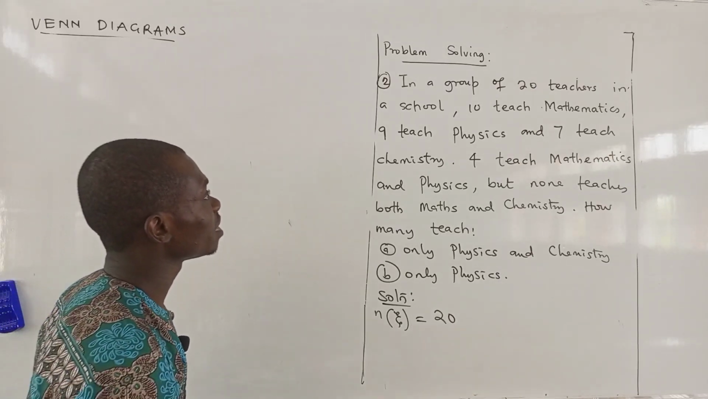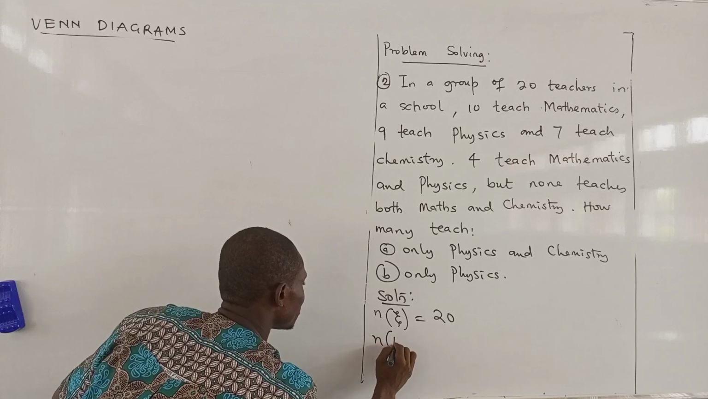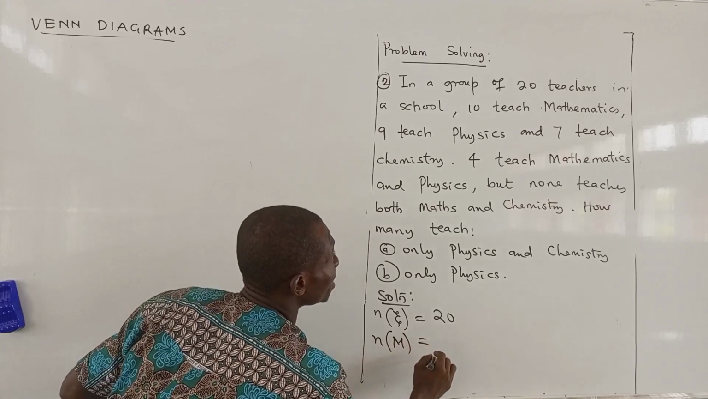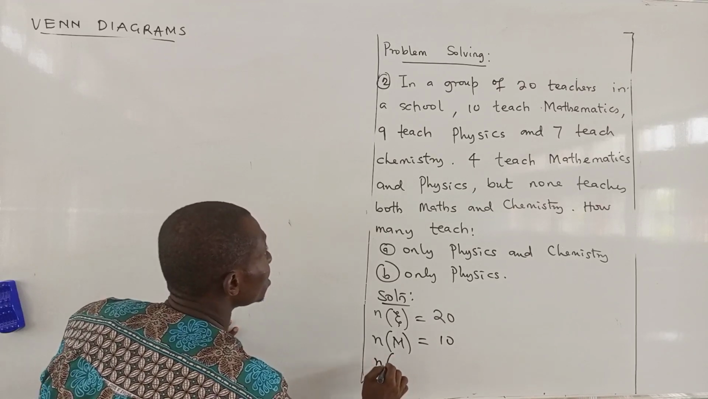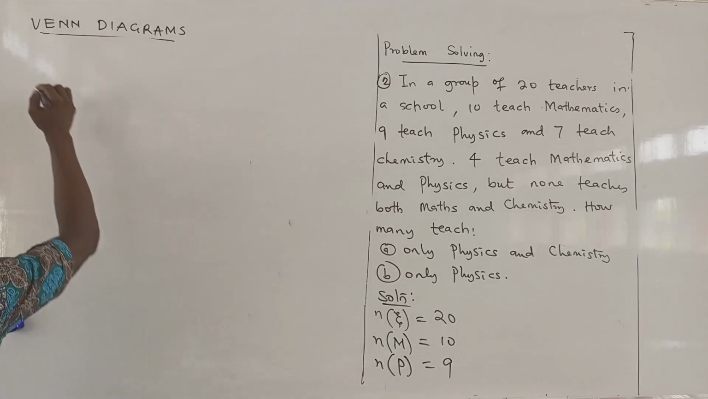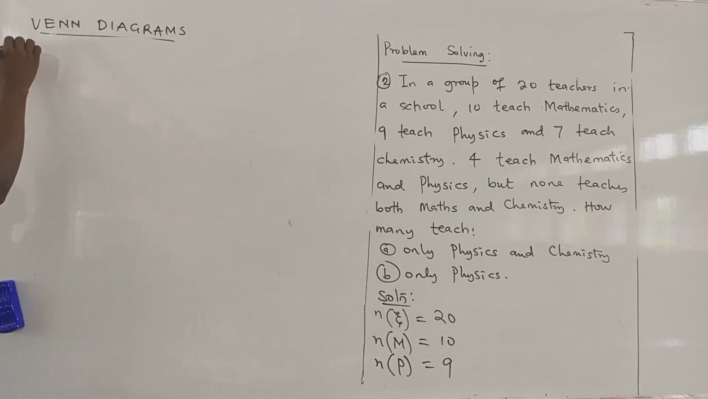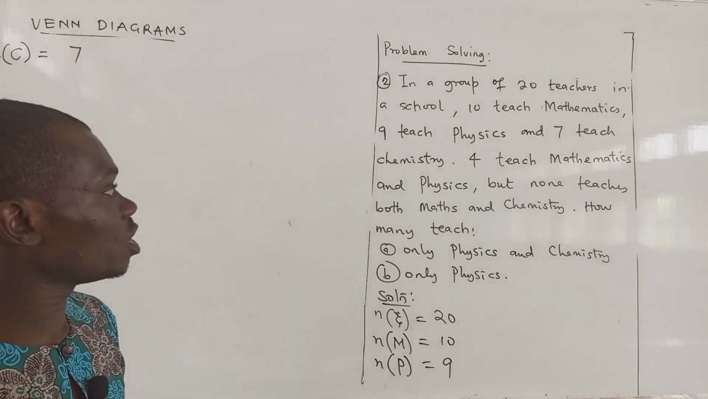And then there are 10 of the teachers that teach mathematics. And so let's use M for mathematics. The cardinality is 10. And there are 9 of the teachers that were handling physics, 9. And now we have the cardinality of the third one, which is chemistry, is 7. Number of teachers teaching chemistry is 7.